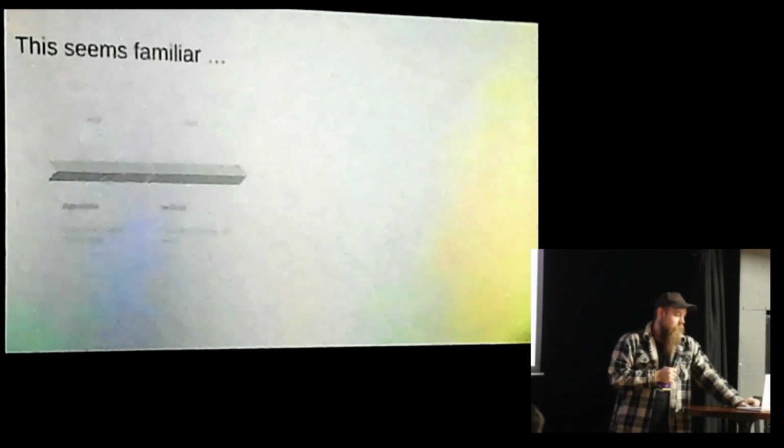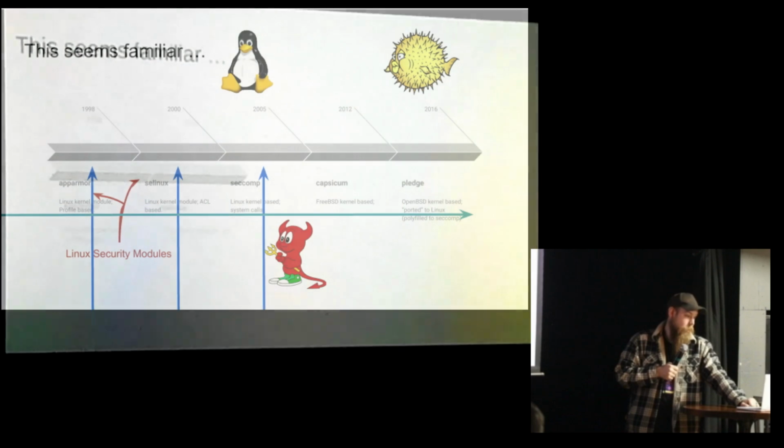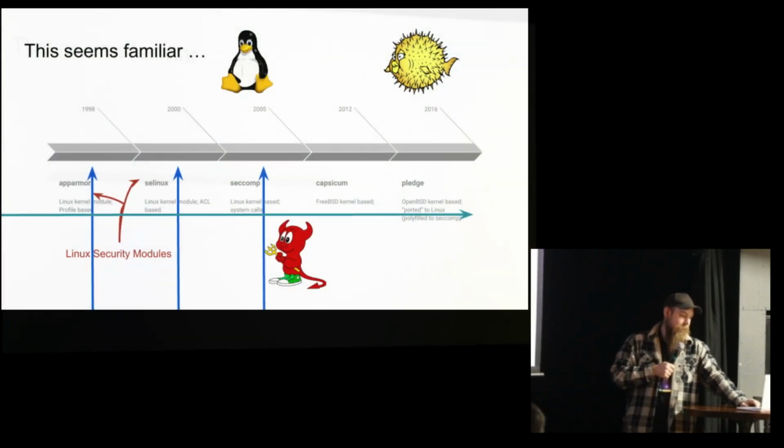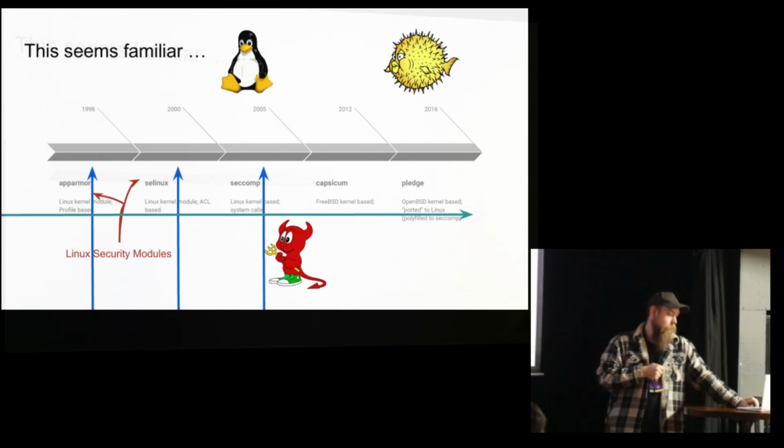So if this seems familiar, it's because it is. So I'm going to just go over it. AppArmor came out in '98 for Linux. SE Linux came out in 2000. It's ACL based and in the kernel. SecComp came out in 2005. It's again in the Linux kernel. And I'll go over what these are very briefly.